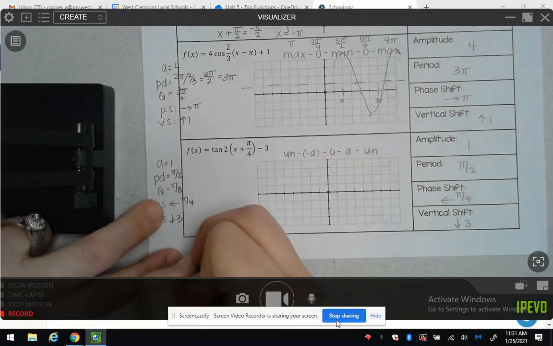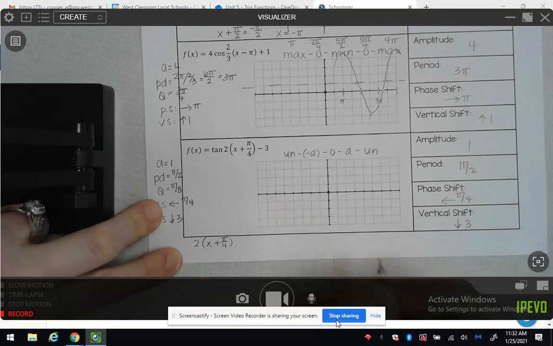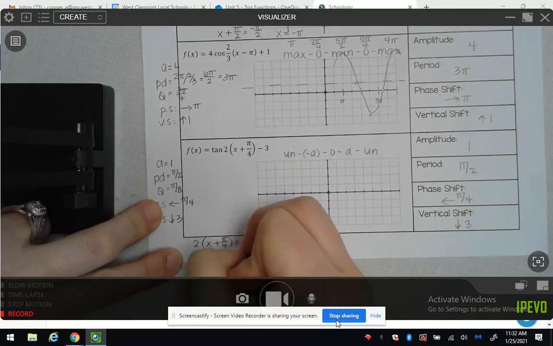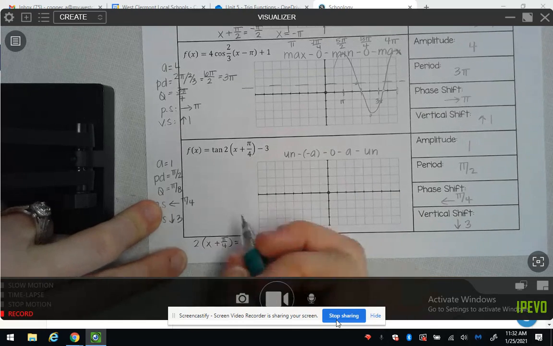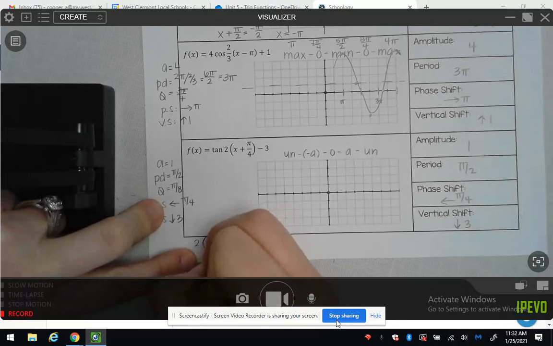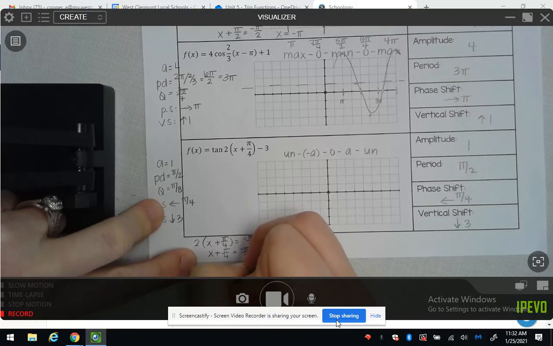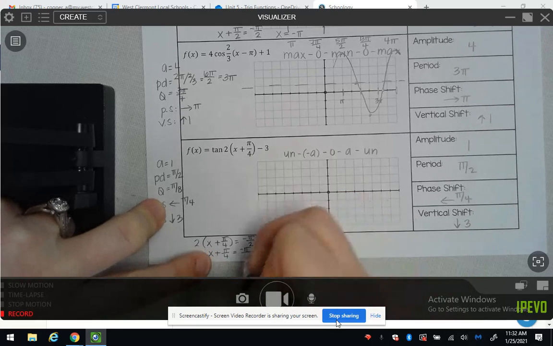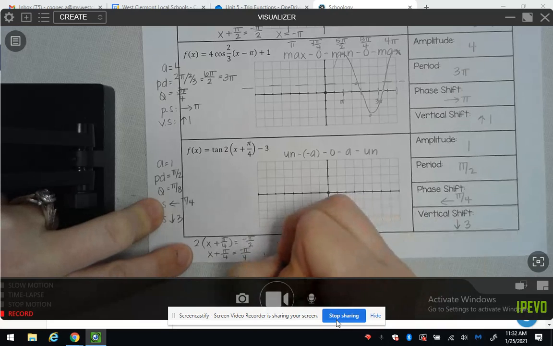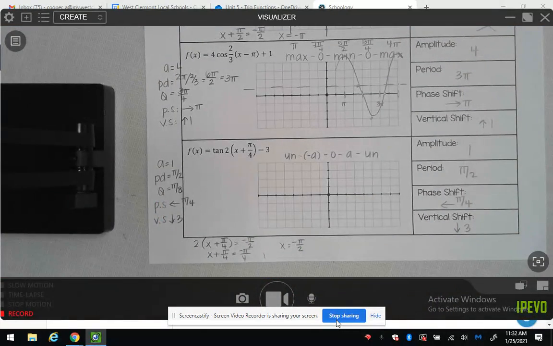So undefined, negative a, 0, a, undefined. I'm going to have 2 times x plus pi over 4 equals negative pi over 2. Don't worry about that negative 3 when you're figuring all this out. Divide everything by 2, so x plus pi over 4 equals negative pi over 2. Oh, sorry, pi over 4. I apologize, I can't do math. And then subtract pi over 4. So I'm going to still start at negative pi over 2.